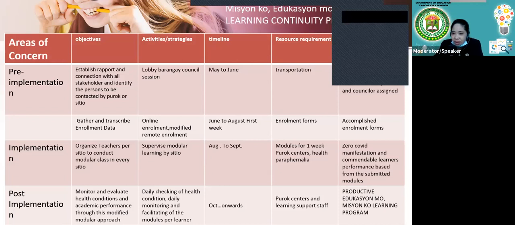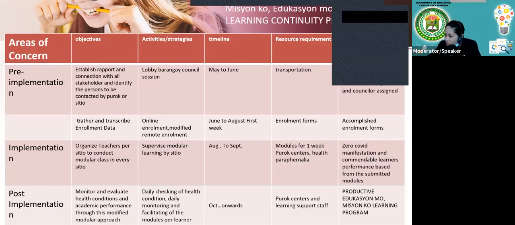And next, we are going to gather and transcribe enrollment data, meaning to say we are going to tabulate the data and of course do the frequency on how many are living in that particular CTU, and we are going to group them according to their grade levels. And then we are going to identify on what modalities they have responded. And for the implementation, we are going to organize teachers per CTU to conduct modular class, supervise modular learning by CTU, and modules for 1 week, POROC centers or health paraphernalia as the resources requirement.